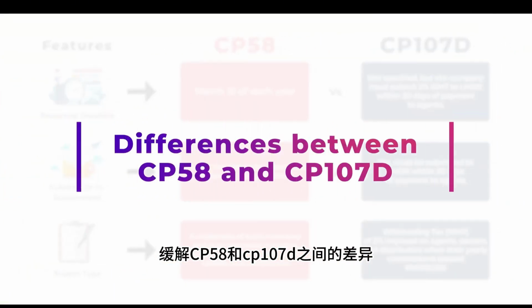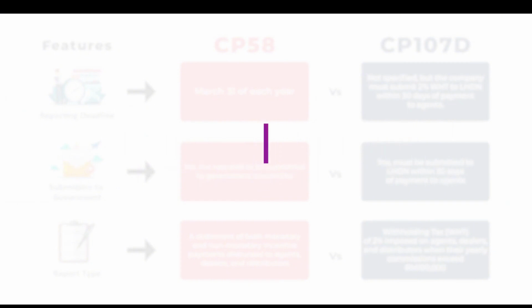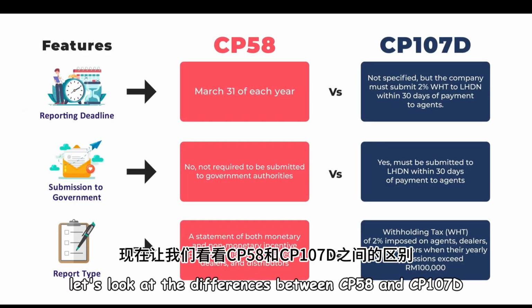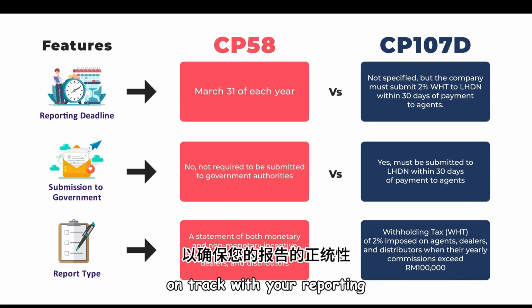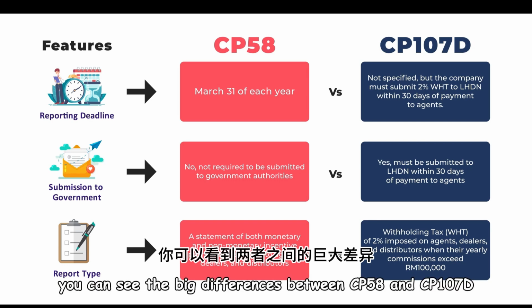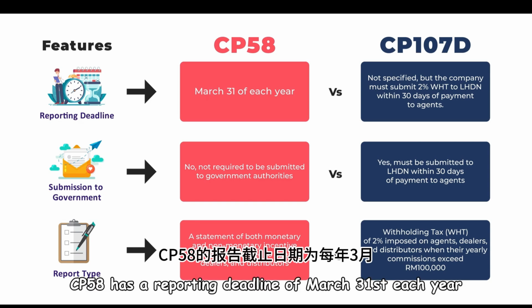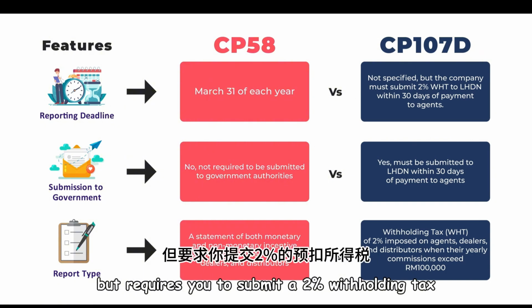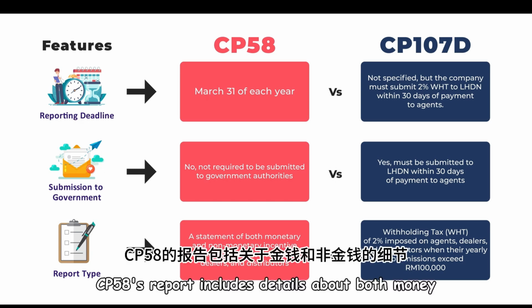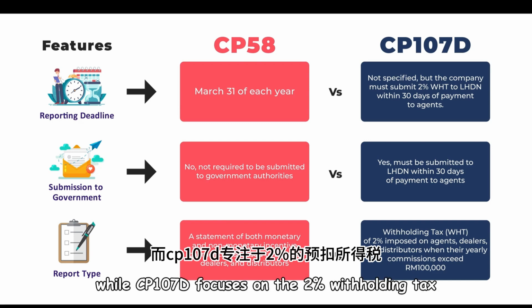Differences between CP58 and CP107D. Now, let's look at the differences between CP58 and CP107D, two important forms you should know about to stay on track with your reporting. As we look at this chart, you can see the big differences. CP58 has a reporting deadline of March 31st each year, while CP107D doesn't have a specific deadline but requires you to submit a 2% withholding tax within 30 days of payment. CP58's report includes details about both monetary and non-monetary incentives, while CP107D focuses on the 2% withholding tax.